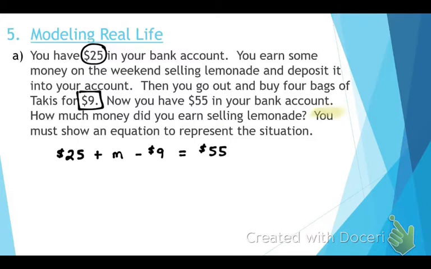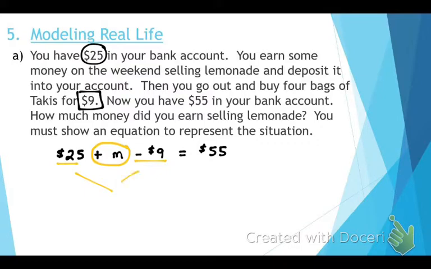Notice, this said, you must show an equation to represent the situation. That's what we just did. This is our equation. You have add, subtract, you have an M, you have an equal sign. So now we're going to combine the like terms on the left side. What should I underline that's in the same family on the left side, class? The constant family, $25 and negative $9. And then I'll circle this M because the M is all by itself.